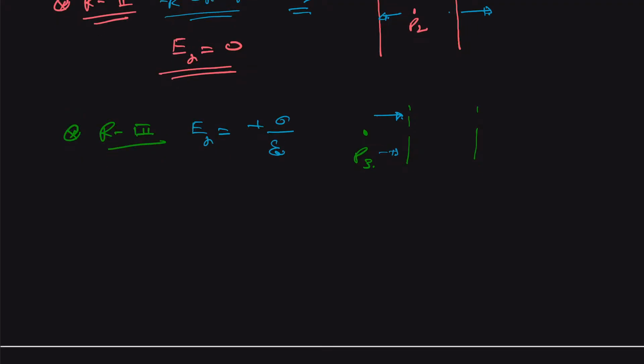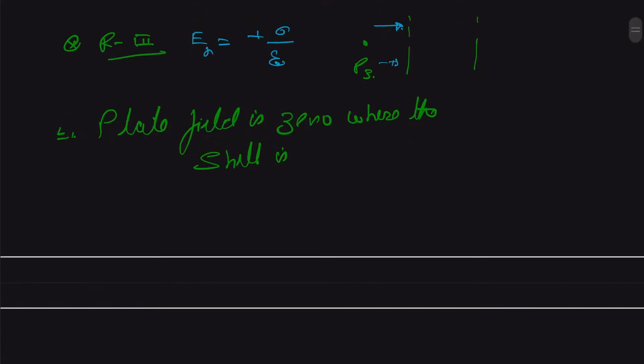Okay, and in this case we have to make sure that we can just draw a conclusion from here that our plate field is 0 where the shell is. Okay. So which basically means that these were our two plates and in between there was a shell. So the field because of the plates in between is our E of x, which comes equal to 0.